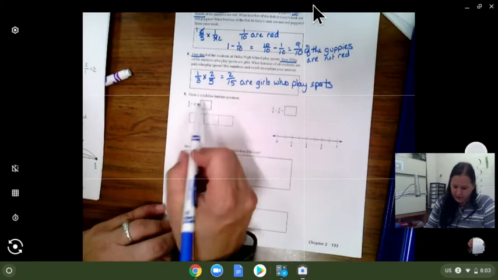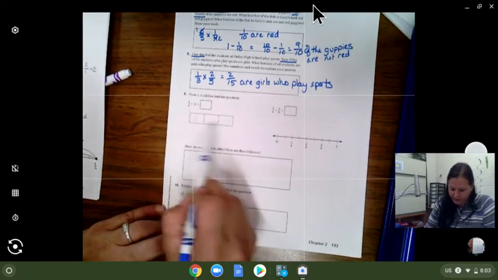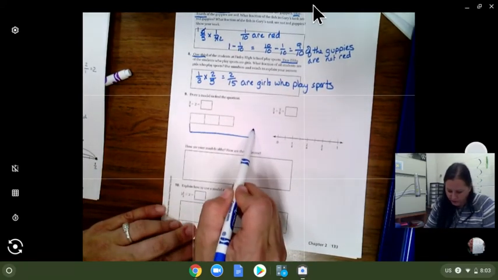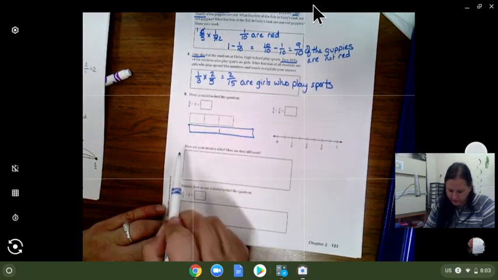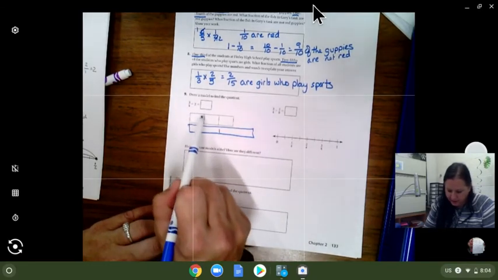All right, draw a model to find the quotient. So we have 3/4 here. Let's say this was our whole, because that would be 4 quarters. That would be 1 whole. And we're going to divide these 3 quarters.